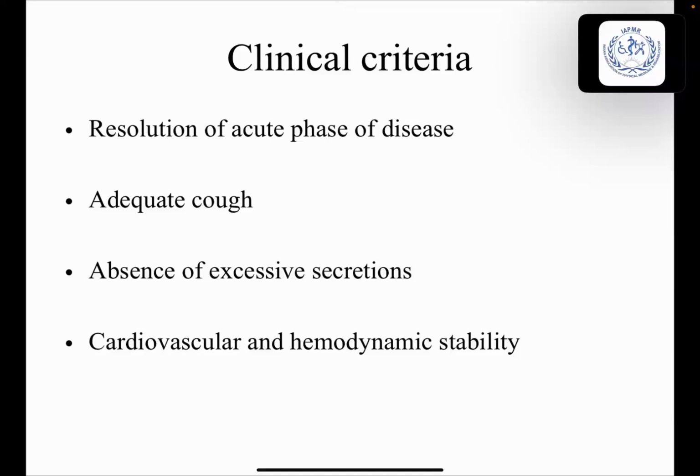We can give a bronchodilator just to reduce any kind of bronchospasm. We can give an anticholinergic like glycopyrrolate, which also comes as a nebulization. So you can give glycopyrrolate nebs, salbutamol nebulization, and frequent suction. Next is cardiovascular and hemodynamic stability.